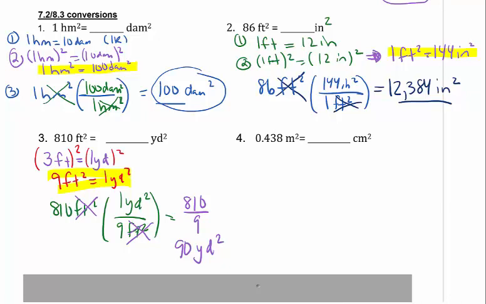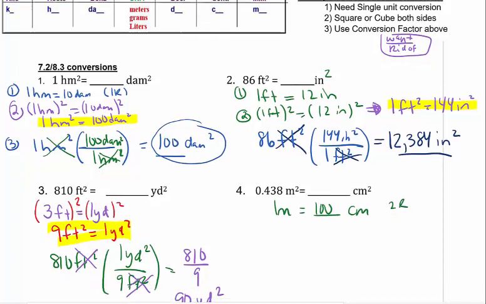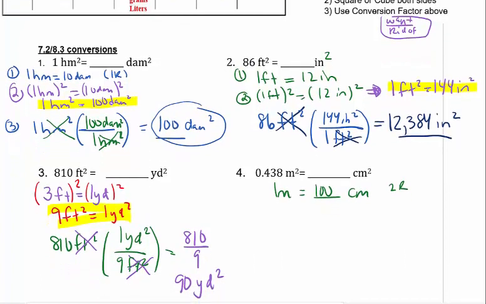So looking at number 4, we're going 1 meter equals how many centimeters? So if we look back up here again, we're going over to the right 2 places. So this should be 100. Now we're looking at this and we have squared units. So I'm going to square both sides. That's going to give me 1 squared. 100 times 100 is going to give me 10,000 centimeters squared.